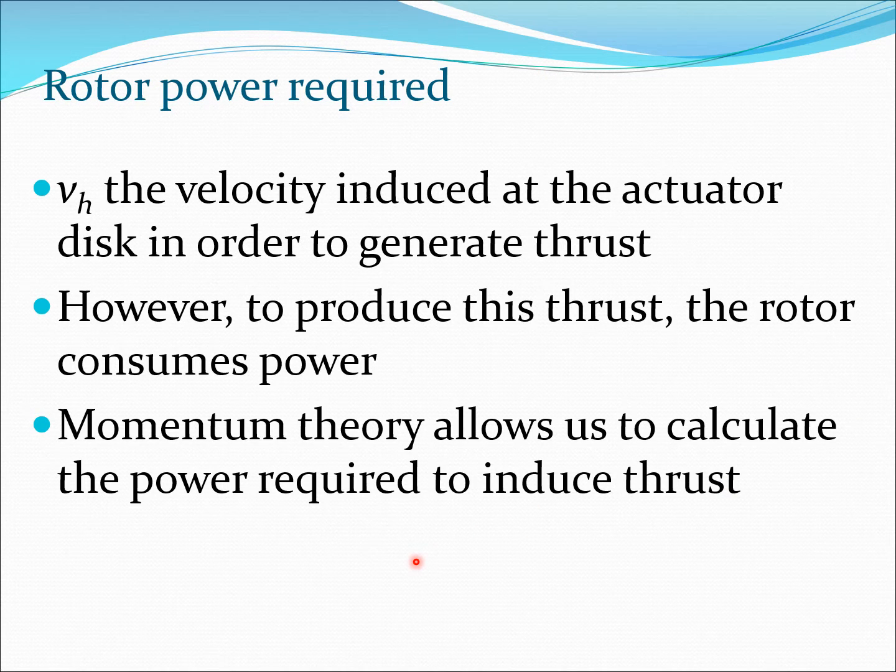So v_h is the velocity induced at the actuator disk so that thrust is generated by the rotor. However, when you are trying to produce this thrust, which is of course positive because you need this thrust to hang in the air and balance the weight, the rotor consumes power. And momentum theory allows us to calculate the power required to induce this thrust T.